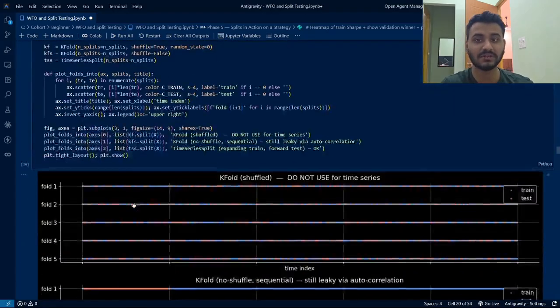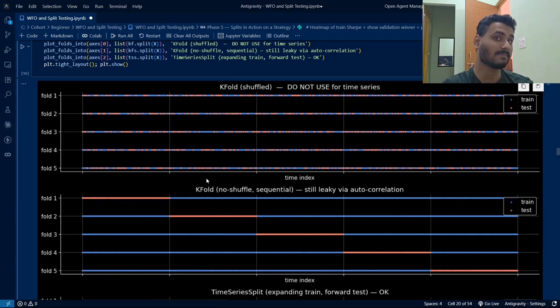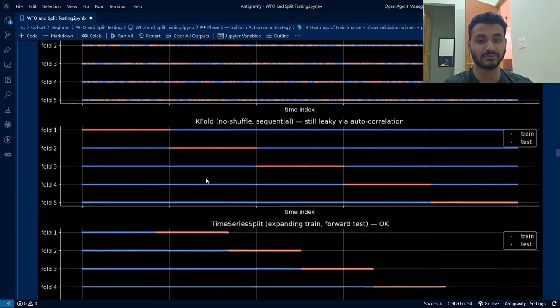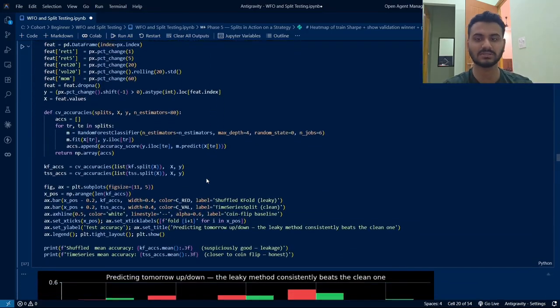This is where you can see all the splitters side by side. This is a bit of a complex concept. If you are understanding it, well and good. Otherwise, I will make an entire video dedicated to this as well.